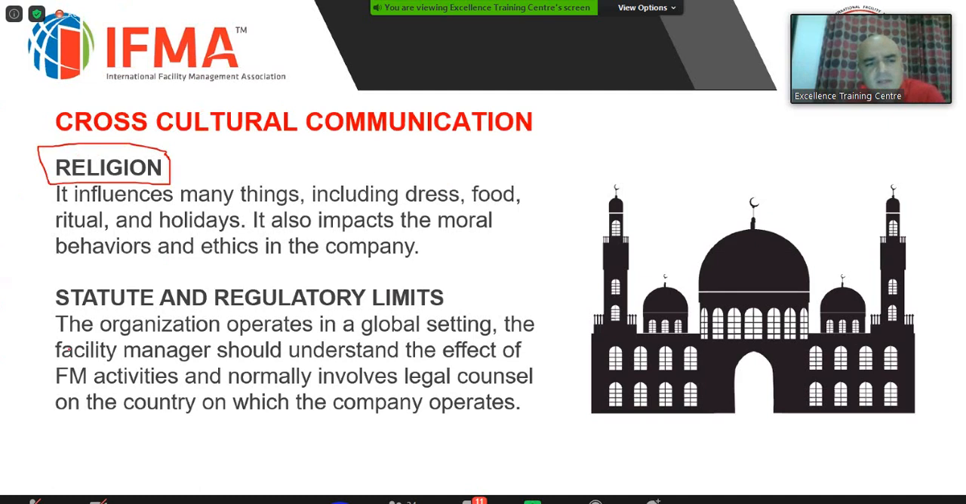Statute and regulatory limits. The organization operates in a global setting, so the laws and regulations change from one country to the other, and a facility manager should understand what is involved in each country. For example, some countries dictate the amount of office space per employee. Even here in Qatar, if you are handling FM and you want to do labor accommodation, there are regulations based on that. How many square meters per each individual, and what kind of facilities should be there.